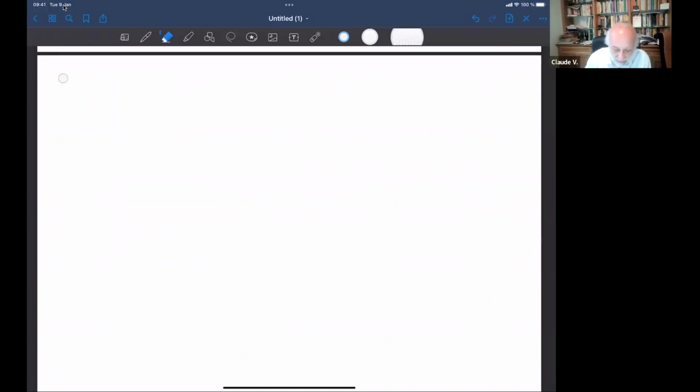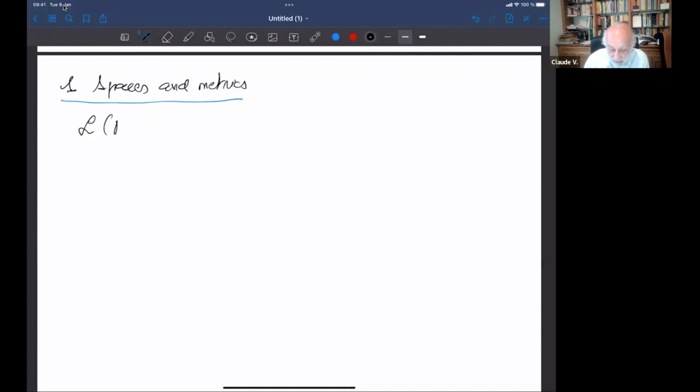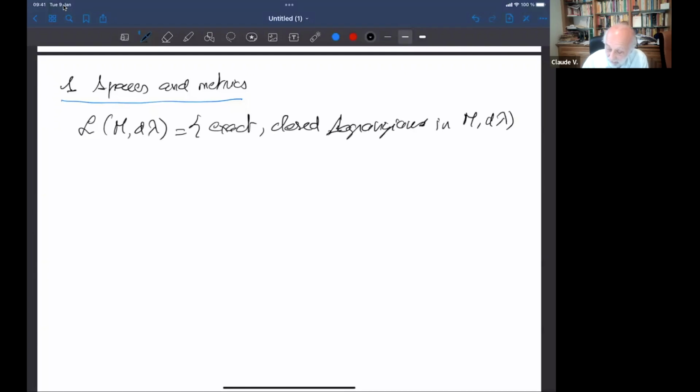So let me start with defining some spaces and metrics. So I will work with round M of L d lambda, which will be the set of exact closed Lagrangians in M d lambda.